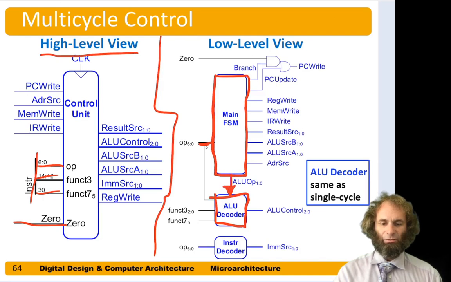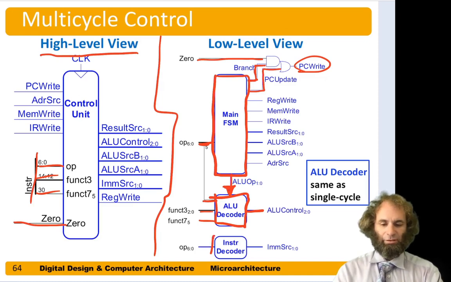It will take ALU op from the main FSM and the funct fields and bit 5 of the op and determine what ALU instruction, what ALU control we need to use. The PC logic will be similar, based on a branch and 0, and on another signal called PC update we will determine whether we want to write to the program counter. So PC update will be true when it's time to fetch the next instruction or when we're doing an unconditional jump. Branch will be true for branch not equal.